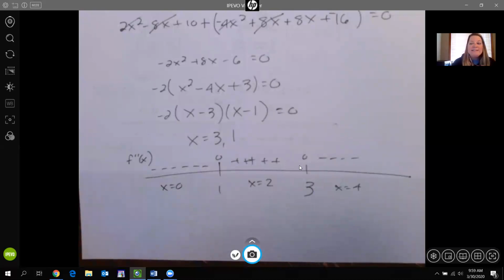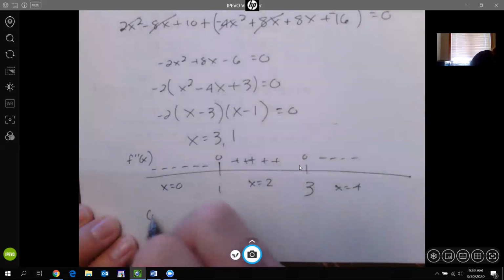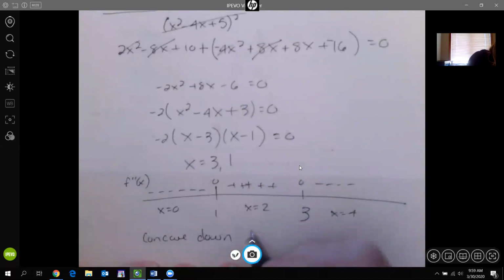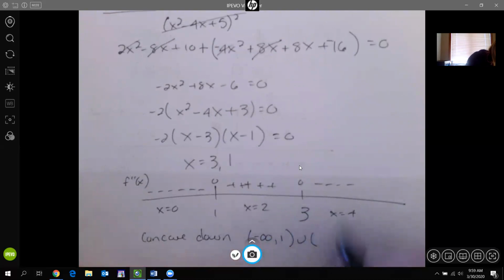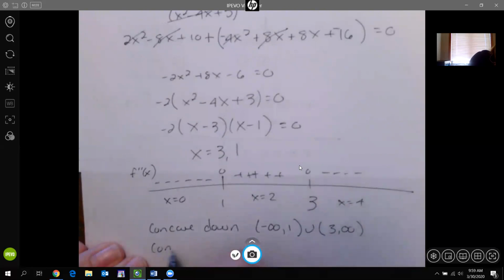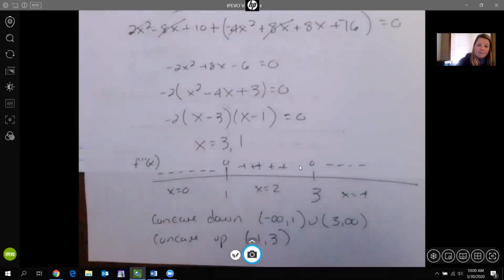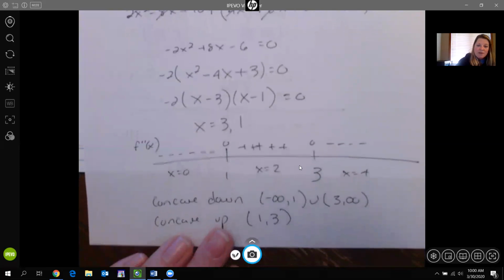So what does the negative tell me? Concave down. What does the positive tell me? Concave up, and another negative of concave down. So we are concave down from negative infinity to 1, and again from 3 to infinity. We are concave up from 1 to 3. All right, up just a little.